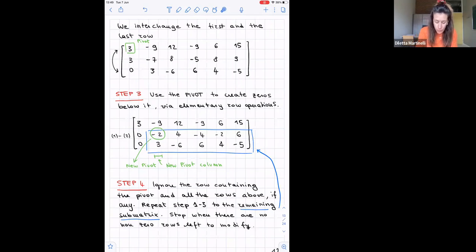Then you ignore the row containing the pivot. This was our pivot, so we don't touch this row anymore. And we focus on the submatrix that we get, the one that I enclosed in the blue rectangle. Here we just repeat steps 1, 2, and 3. So we go to the leftmost column of the submatrix, this column here: minus 2, 3. We consider the position at the top. This is the pivot position. It has a non-zero entry, so we have a new pivot. This time it is minus 2. And a new pivot column, this one here. So what's the next step now? If we have to repeat all the operations, what do we have to do?